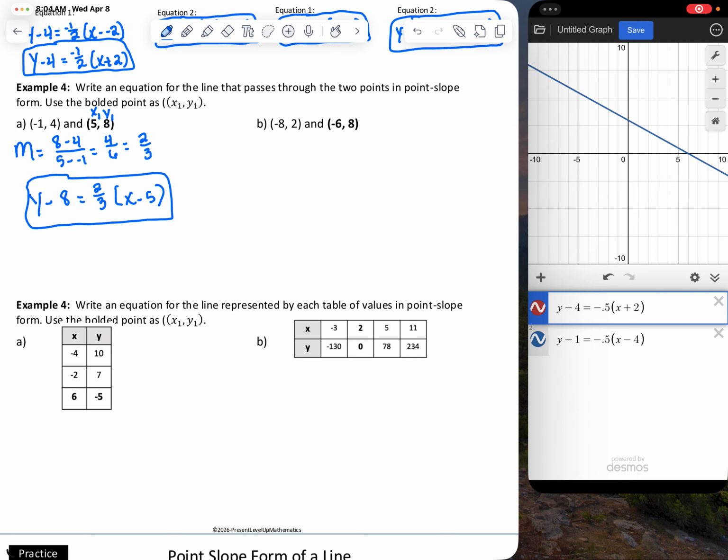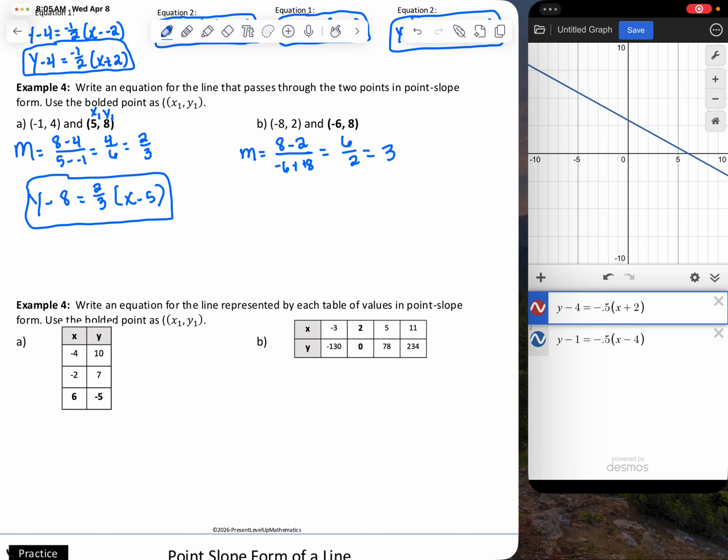All right, pause the video and try problem B on your own. All right, welcome back. Let's see how you did. The slope, I did y2, which was 8, minus y1, which is 2, over x2, which is negative 6, minus x1, which is negative 8. So 8 minus 2 was 6. Negative 6, and this would become plus 8, would be 2. So I got positive 3 for my slope.